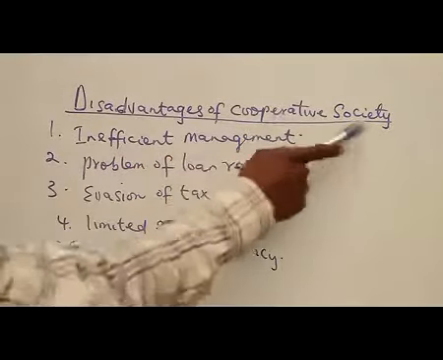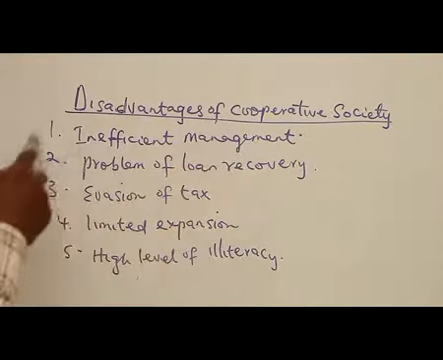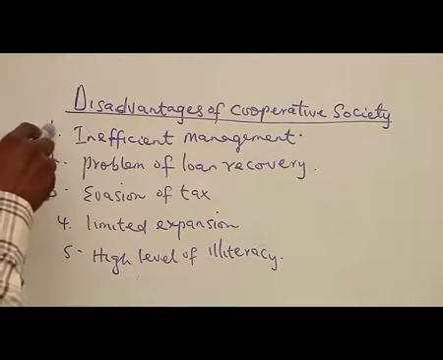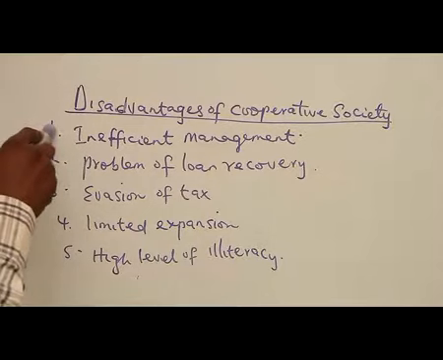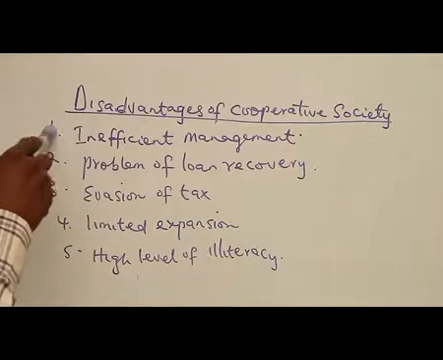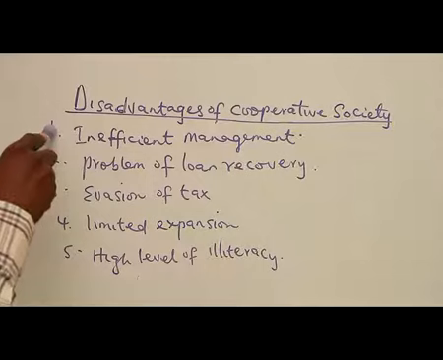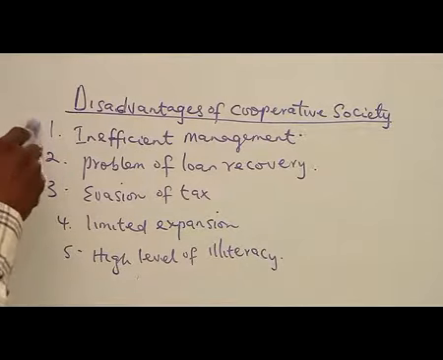Disadvantages of cooperative society. Number 1, inefficient management. There is an element of inefficiency in cooperative society, inefficiency in the area of management. Most people being elected into this committee, most of them do not have experiences that they can use toward managing the society. So in cooperative society, they encounter this problem, inefficient management.